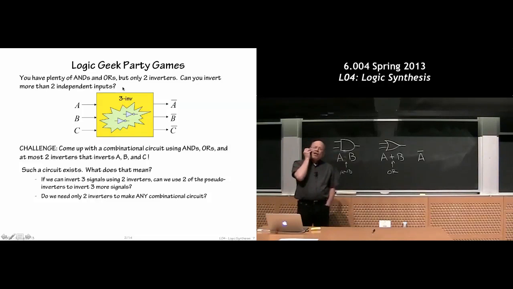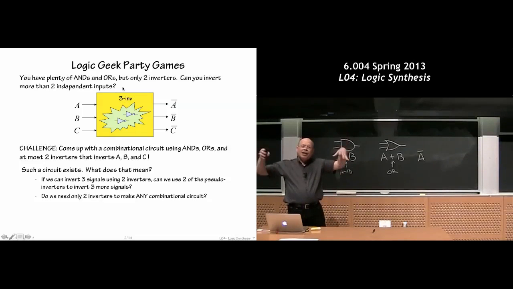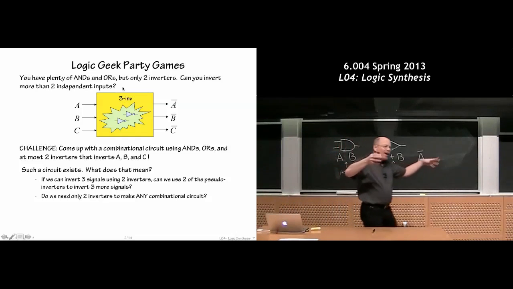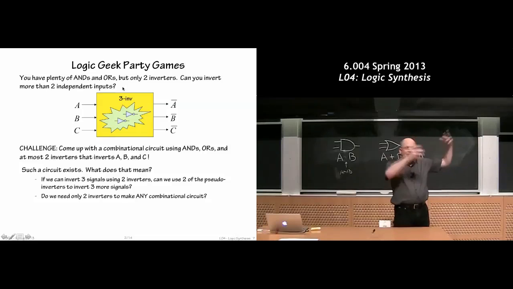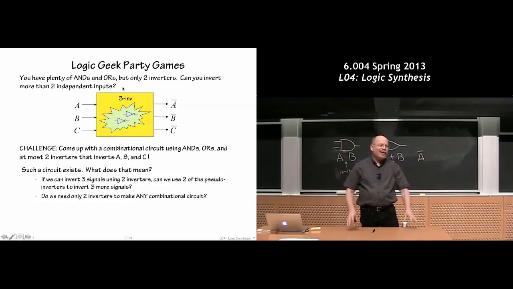So we can invert three signals using two inverters. And so we have some big circuit diagram that only has two inverters in the middle. Can we actually use two of our pseudo-inverters? Here we have a box that inverts three signals using only two inverters. You can imagine some sort of induction proof about whether we could get away with only using two inverters ever. The world would be made up of two inverters and lots of AND and OR gates.